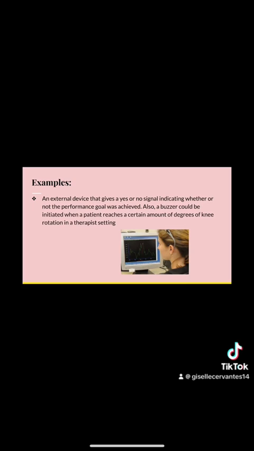An example that I used would be an external device that gives a yes or no signal indicating whether or not the performance goal was achieved. It could also be like a buzzer that is initiated when a patient reaches a certain amount of degrees of knee rotation in a therapist setting. The thing that I used for this was a lie detector. For example, when somebody lies, it shows on the screen, basically charting when you lie, and it goes up in little triangles, or like a signal. It just signals when you're lying.